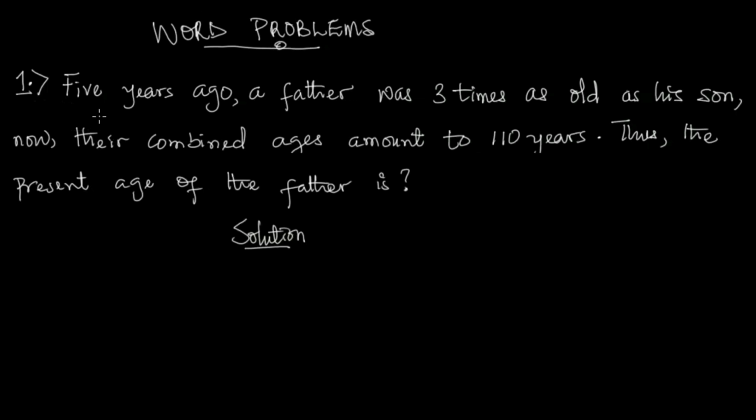The first question says 5 years ago a father was 3 times as old as his son. Now their combined ages amount to 110 years. Thus the present age of the father is.